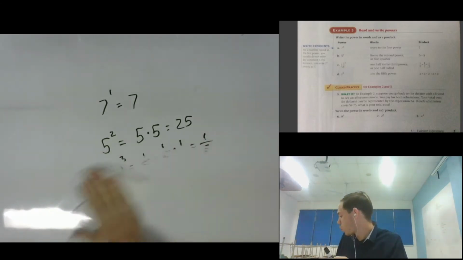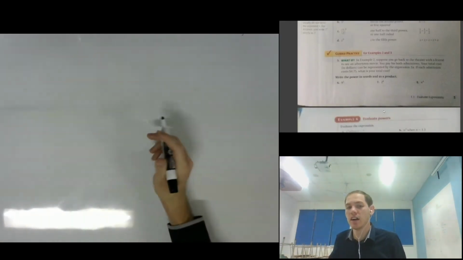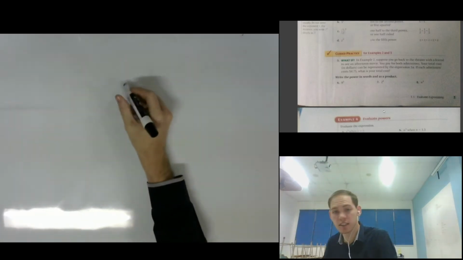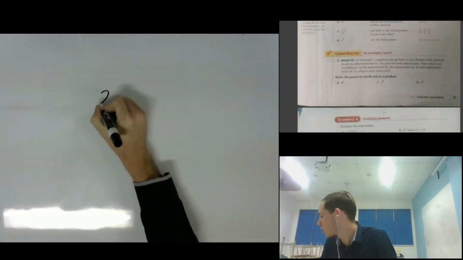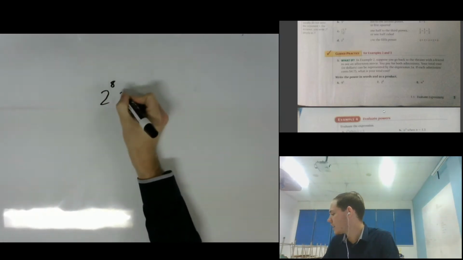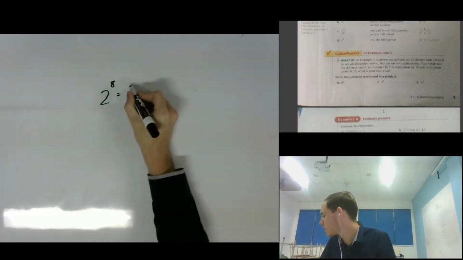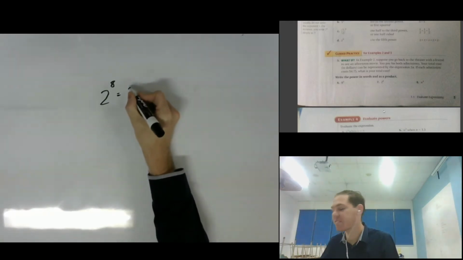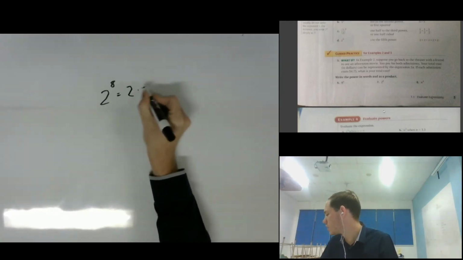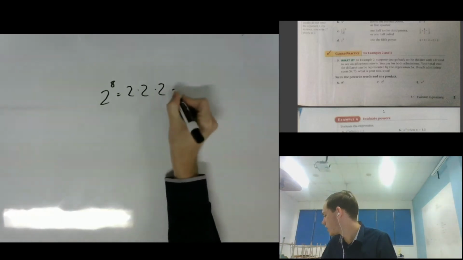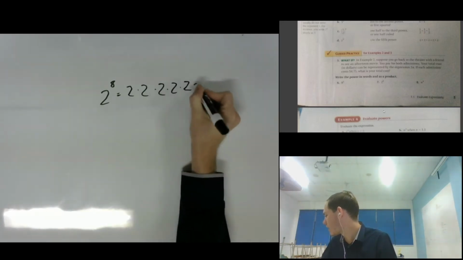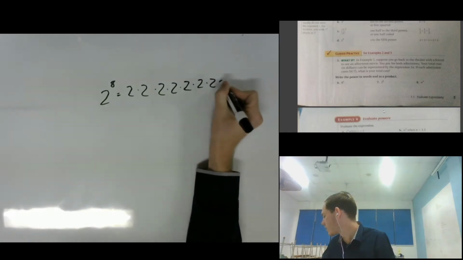So let's look at example 3, guided practice. Let's write 2 and then 8. 2 to the, what power would that be? 2 to the 8th power, and that means we have 8 factors of 2. So 1, 2, 3, 4, 5, 6, 7, 8.